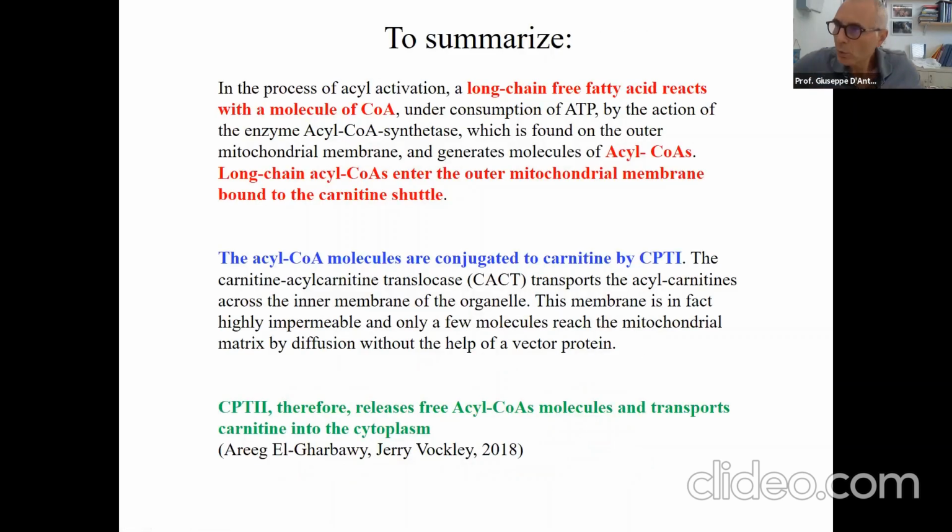To summarize the process, we have the acyl activation. In this case, the long-chain fatty acid reacts with the molecule of CoA. This needs the consumption of ATP, and the enzyme acyl-CoA synthetase, which is found in the outer membrane of the mitochondria. This process is followed by the generation of acyl-CoA molecules. The long-chain acyl-CoA enters the outer mitochondrial membrane through the carnitine shuttle. The molecules are then conjugated to carnitine by CPT1. The translocase transports the acylcarnitine across the inner membrane of the organelle. In fact, this membrane is highly impermeable, and only few molecules can reach the mitochondrial matrix by simple diffusion. CPT2 therefore releases the acyl-CoA and transports the carnitine back into the cytoplasm.